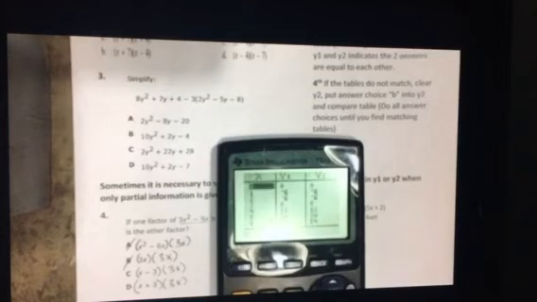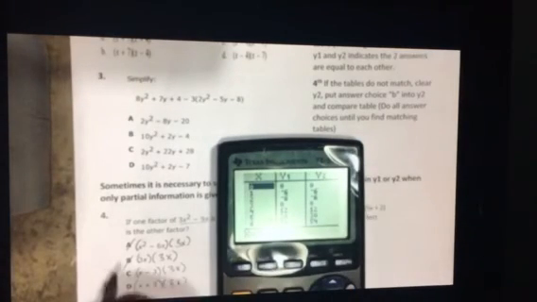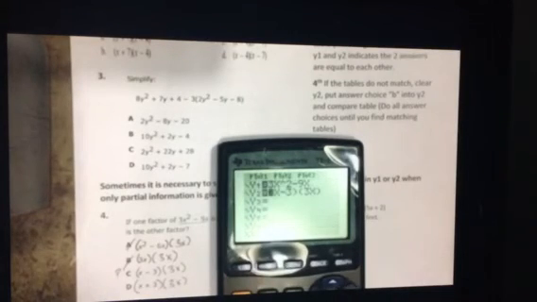Second graph. And those tables do match. So that's a possibility. I'm still going to check D. We're here anyway, we might as well take one quick second.